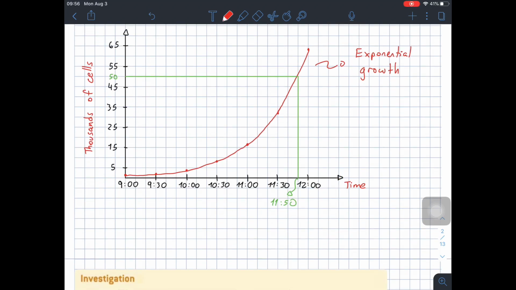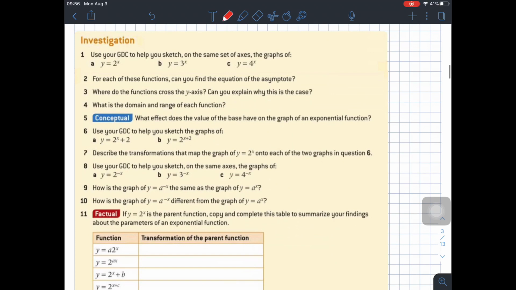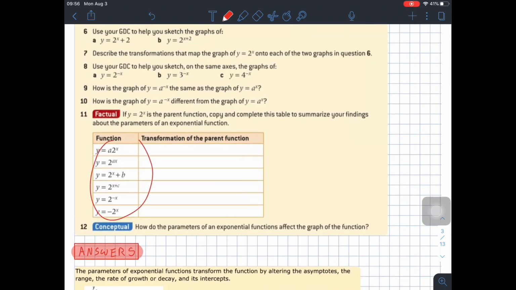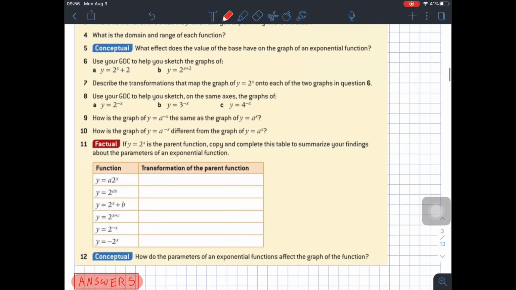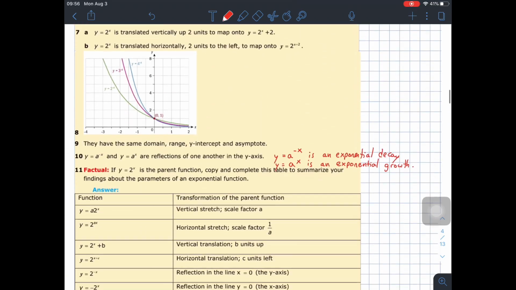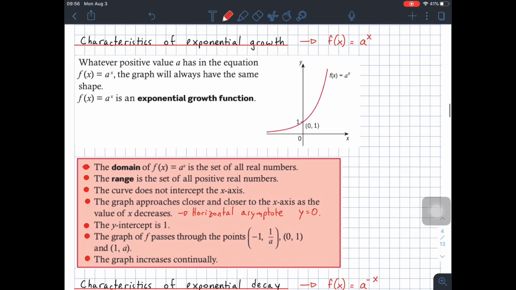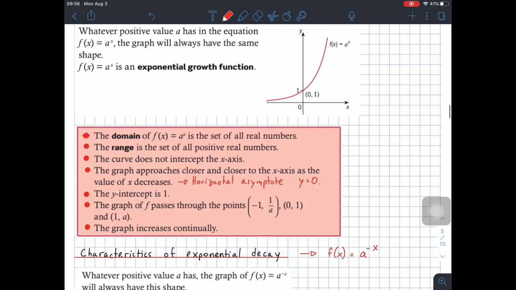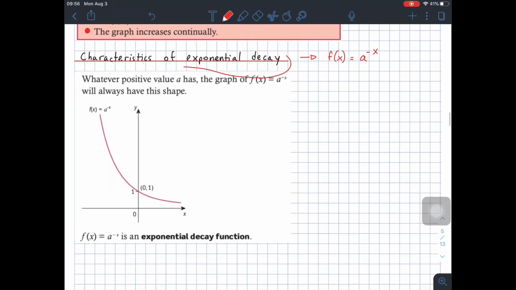And then we have seen some properties in how to apply the different types of transformations we have already seen to exponential functions. You see that the transformations are exactly the same as the ones we have seen in the first chapter we have covered at the beginning of this year. We have seen characteristics of exponential growth: domain, range, y-intercept, asymptotes, and so on. And we've seen the same thing for exponential decay.